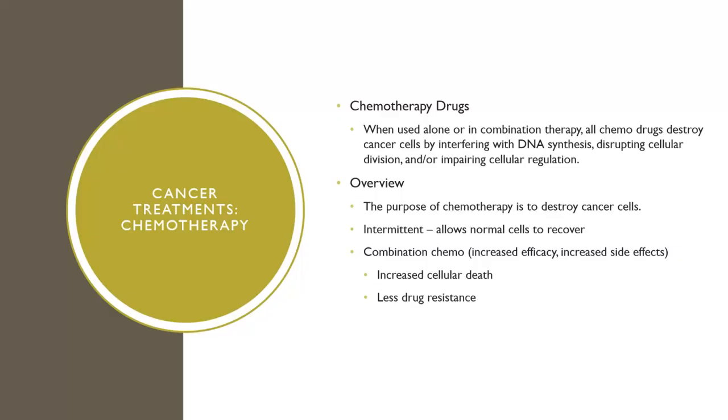Now, our cancer treatments: we have chemo, radiation, and targeted cell treatment. Chemo is used alone or in combo therapy. All chemo drugs destroy cancer cells by interfering with DNA synthesis, which disrupts cellular division and impairs cellular regulation. The purpose of chemo is to destroy all cancer cells. We can do chemo intermittently, or we can do chemo with a combo. Intermittently allows those normal cells to recover, where combination chemo increases efficacy, but also increases those side effects.